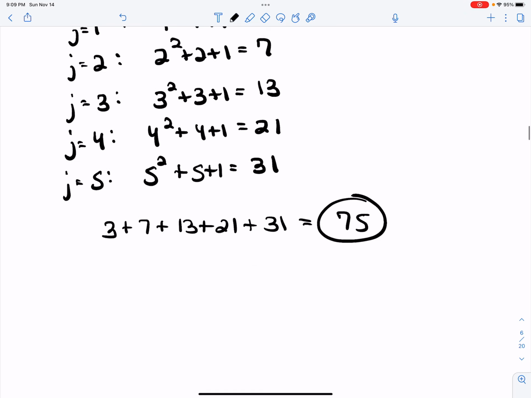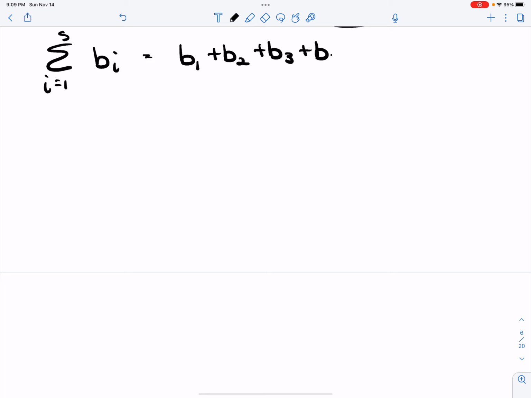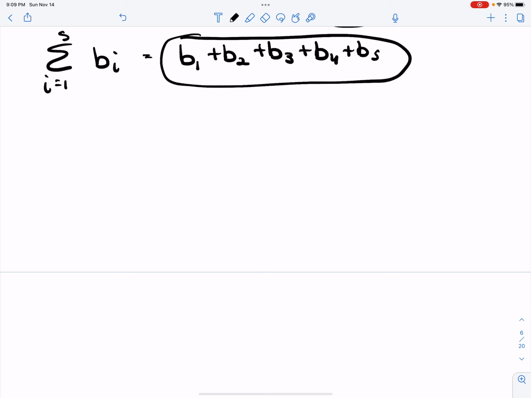Okay. Let's do a couple more examples of that. Like let's say you have the summation of i equals 1 to 5 of b sub i. So that would be b sub 1 plus b sub 2 plus b sub 3 plus b sub 4 plus b sub 5. That's it. There's nothing else we can do with that one, because the expression is b sub i. We don't have anything to plug in for b. And then i is the natural numbers from 1 to 5. And it's a summation, so you've got to add them all up.